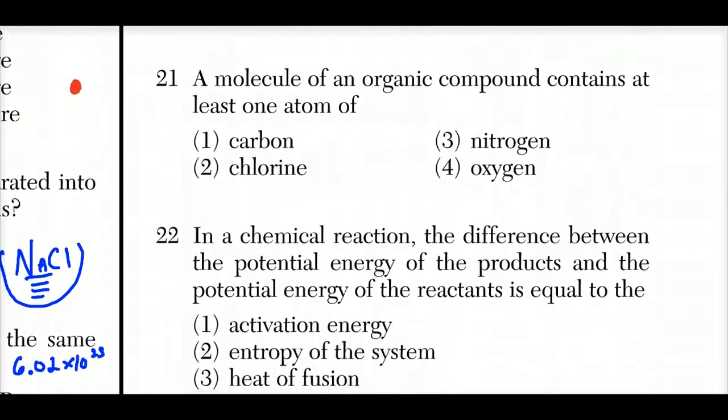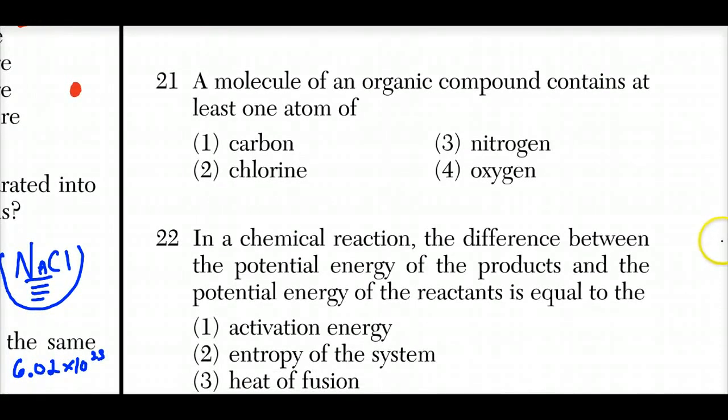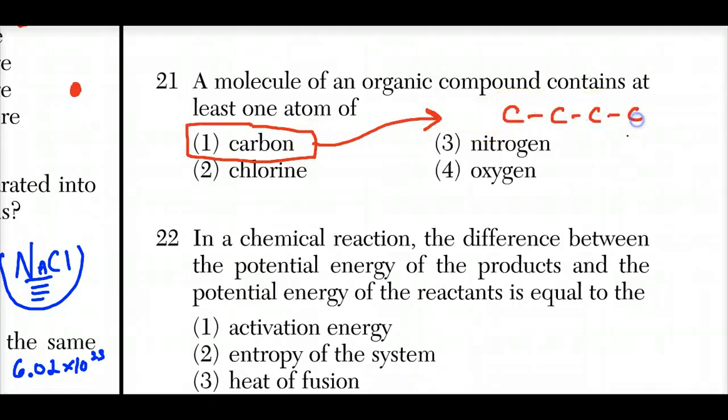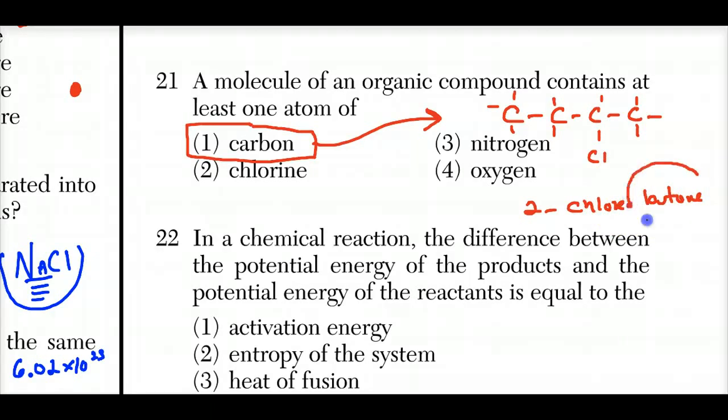Number 21. A molecule of an organic compound contains at least one atom of carbon. Organic chemistry is a chemistry of nonmetals, but specifically the carbon chain. Everything surrounds the longest continuous chain of carbons. So if I've got this guy right here with the right number of H's for dashes, this will be 2-chloro. We go 1, 2, 3, 4, butane.